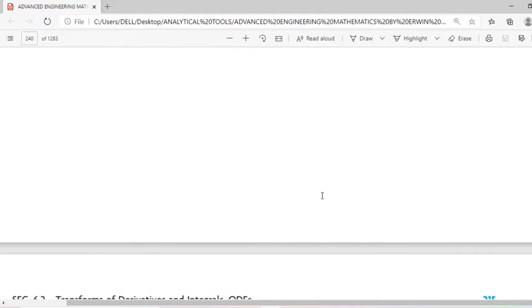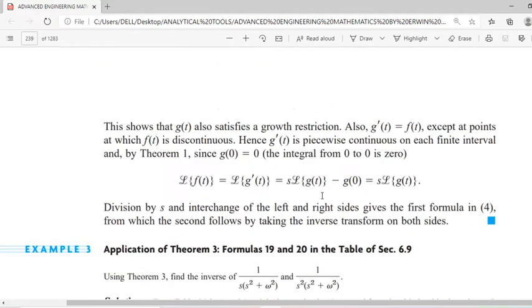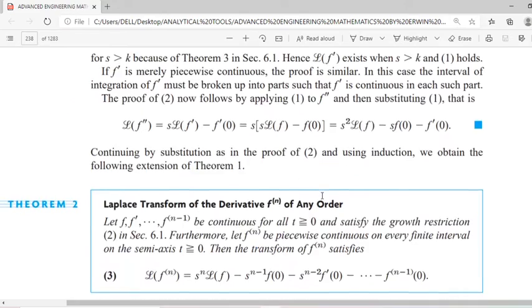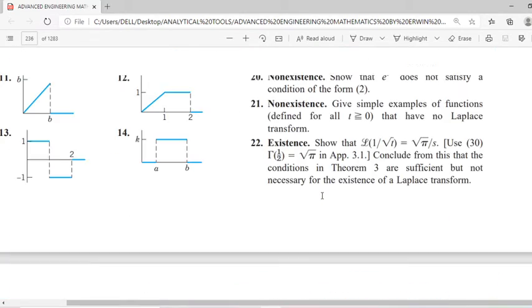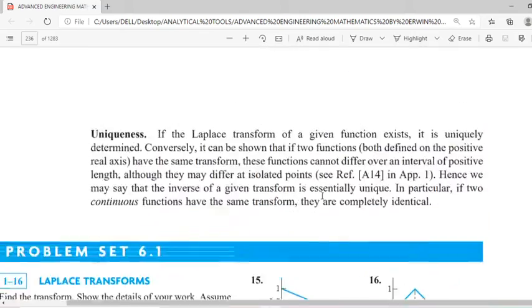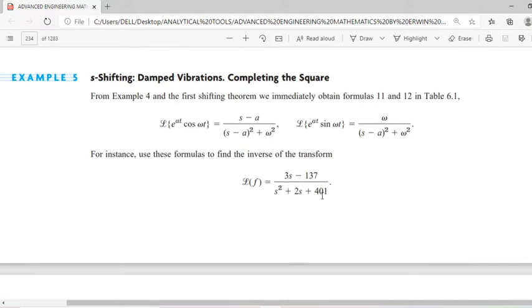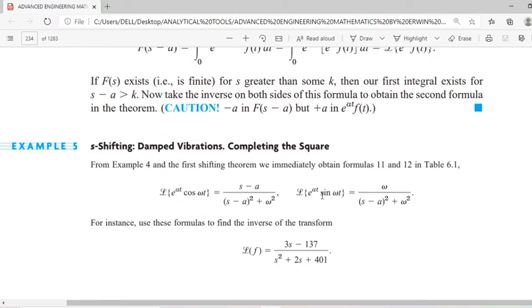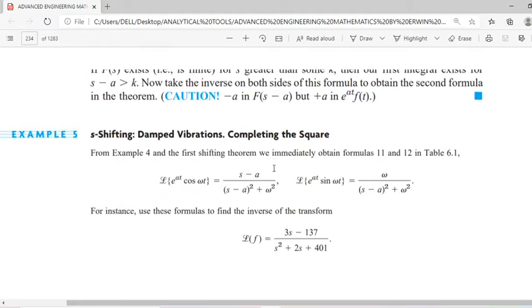We can review the formulas. What are the formulas for cos and sine? You know the formulas. For cos it is s by s square plus a square, and for sine it is a by s square plus a square. This is shifting theorem: s minus a divided by s minus a square plus omega square. Instead of omega we have 35 by 4, so omega will be root of 35 by 4.